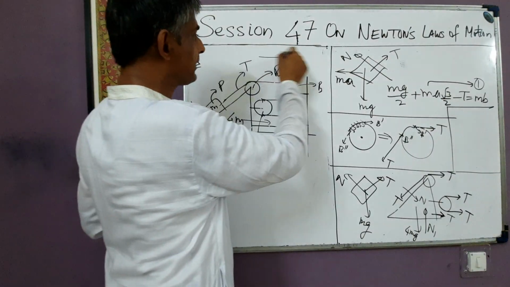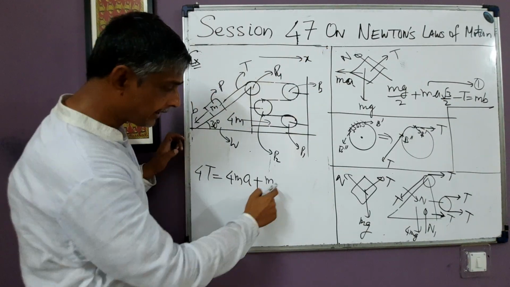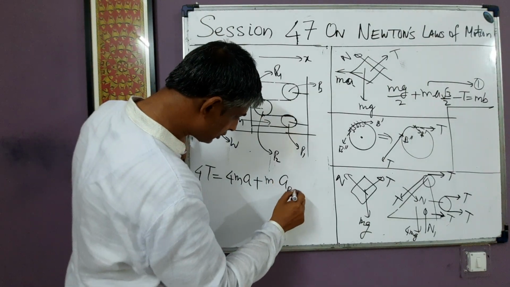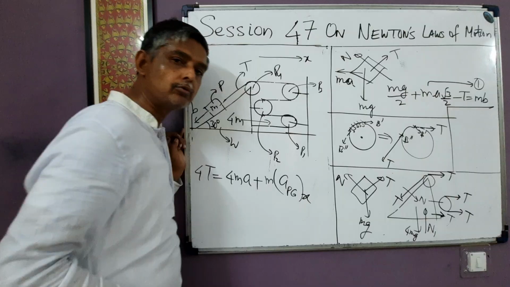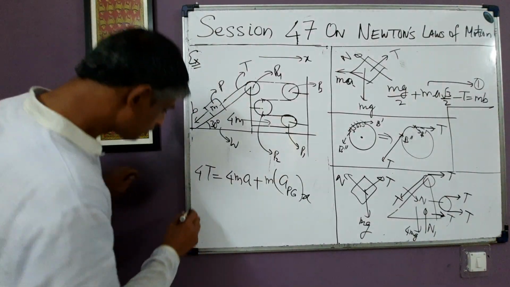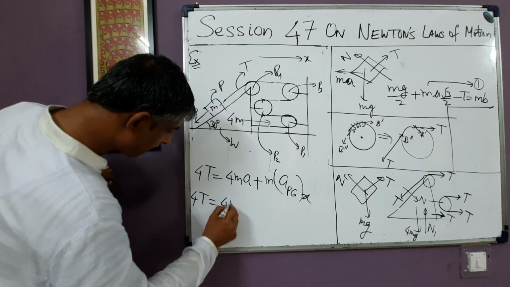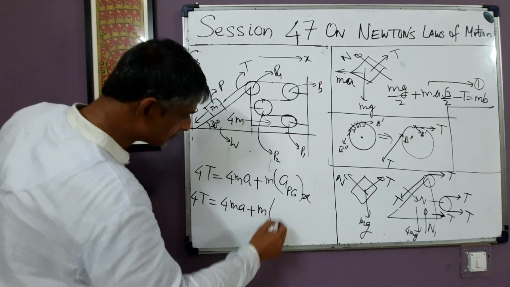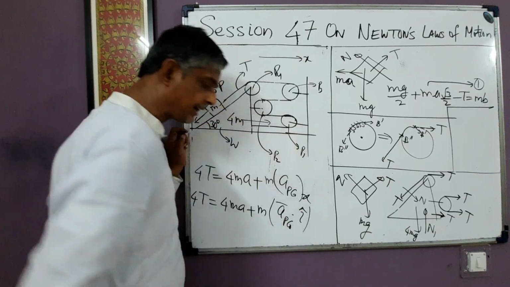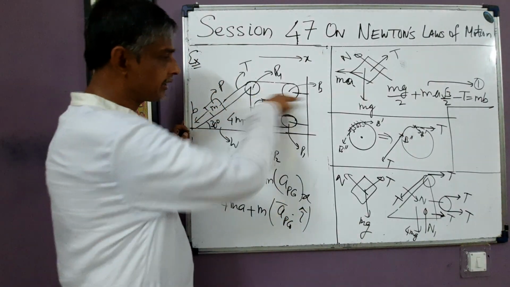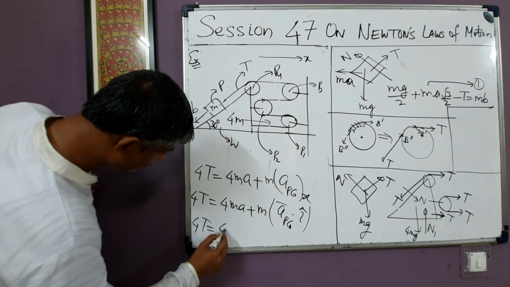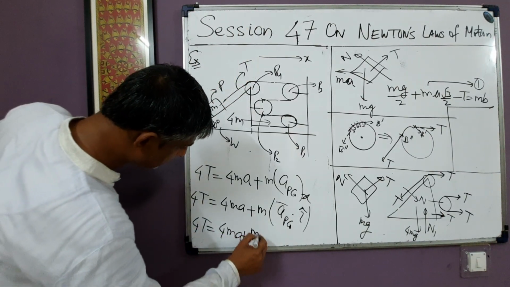Suppose I take the rightward direction to be the x-axis. So that will be the x component of acceleration of block with respect to ground. I write it in this way: 4ma plus m times, and now I express this as a dot product, APG dot i hat, where i hat is a unit vector along the x-axis. So 4T is equal to 4ma plus m times that.